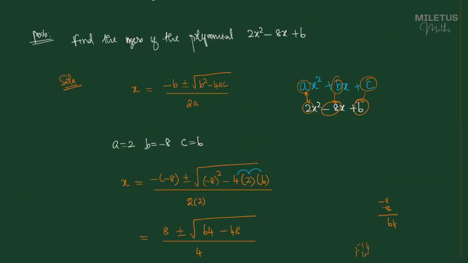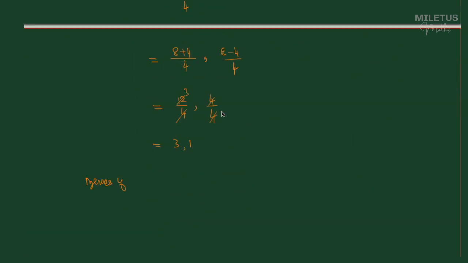what was the polynomial we had? 2x square minus 8x plus 6, correct? So the zeros of 2x square minus 8x plus 6 are 3 and 1. Okay, fine. All right. I hope that helps to find out the zero of the polynomial using formula.